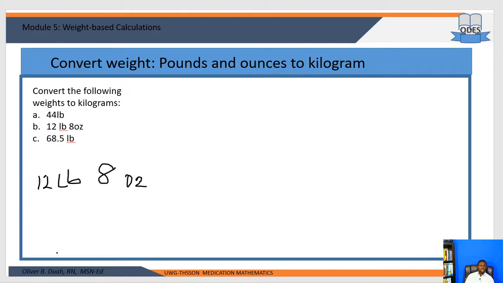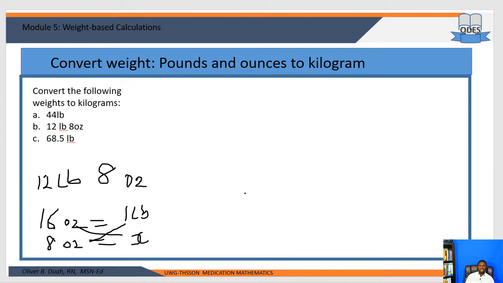So how many ounces in 1 pound? We know that for every 16 ounces that we have, that is equivalent to 1 pound. What about if we have 8 ounces? What will be its equivalent in pounds? That we don't know, so let's do that and then cross multiply.